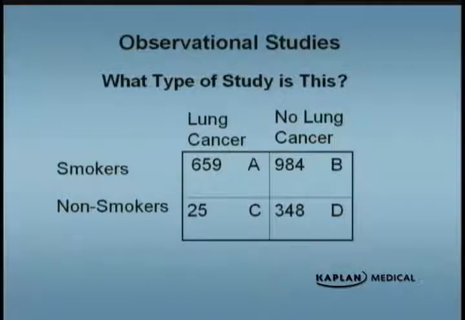Well, the key issue is you can't tell from looking here. Now follow me on this. Suppose right now I went out and I measured who was or was not a smoker, and at the same time whether somebody had or didn't have lung cancer. That would be a cross-sectional study, and I could present the data just like this.